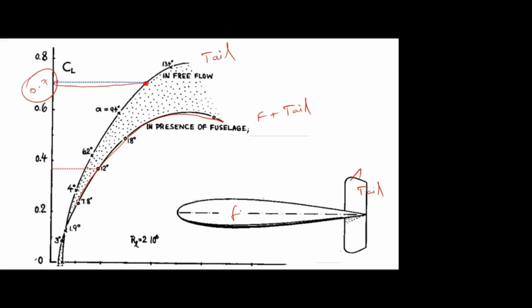Okay, but if you include the fuselage in the tail, so here for 12 degrees, the CL is around 0.35 or something. Okay, so because of this fuselage, there is a disturbance flow that reduces the lift of the tail. Okay, from 0.7 to 0.35, around 50% it reduced. Okay, so like that, the interference is reducing the lift on the tail.